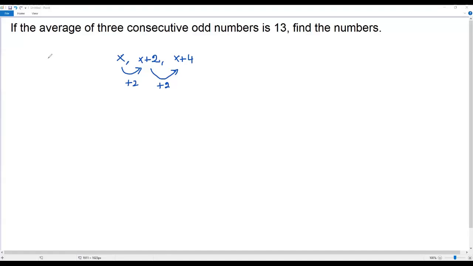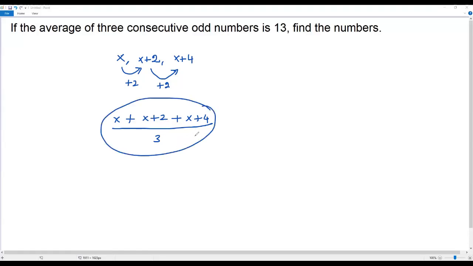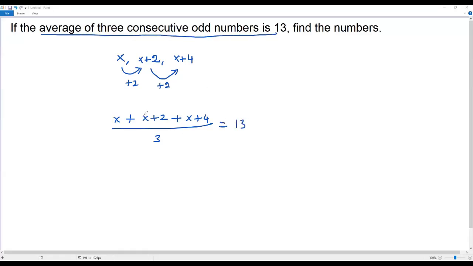Okay, now let's go over the information we have in the question. Average of three consecutive odd numbers is 13. That is, if I find the average of these three consecutive odd numbers, that is equal to 13. How can we find the average of three consecutive odd numbers? We have to add all the three numbers and divide by 3. Whenever I want the average of three quantities, I just have to add the three quantities and divide by 3. So this is the average of three consecutive odd numbers. It is equal to 13. That is already given in the question.